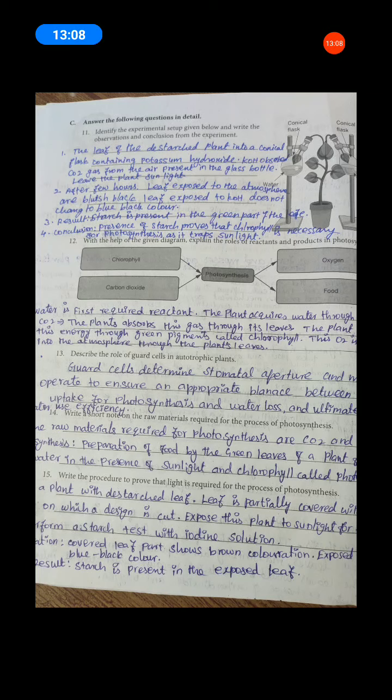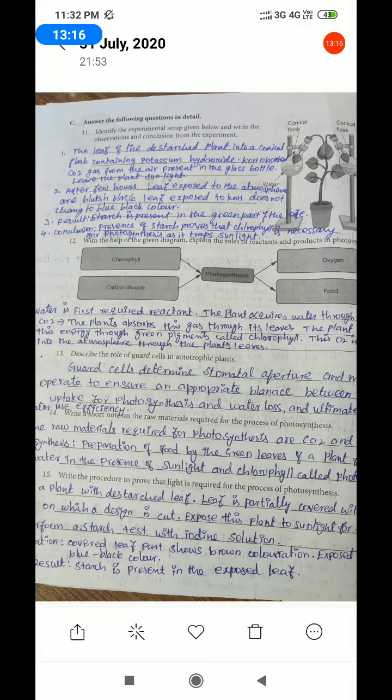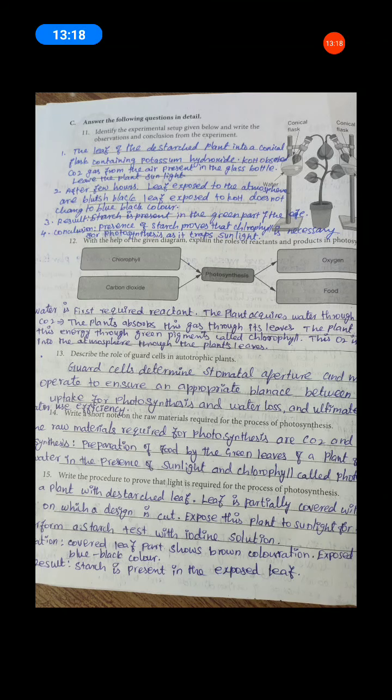Next, 13th one. Describe the role of guard cells in autotrophic plants. The answer is, guard cells determine stomata apertures and must operate to ensure an appropriate balance between carbon dioxide uptake for photosynthesis and water loss, and ultimately plant water use efficiency.